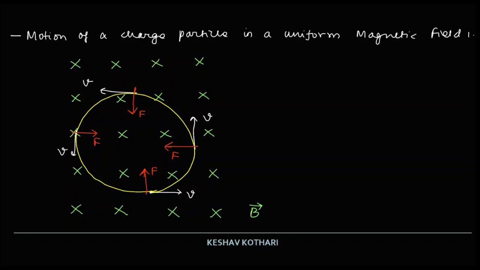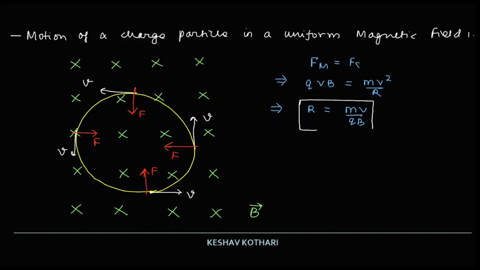This is because of the magnetic force, and this magnetic force provides the centripetal force. Hence I can write an equation like this: qvB is equal to mv square upon r. So the radius in which the charged particle is moving, r, is equal to mv by qB. This is the formula for the radius of the charged particle in the magnetic field.